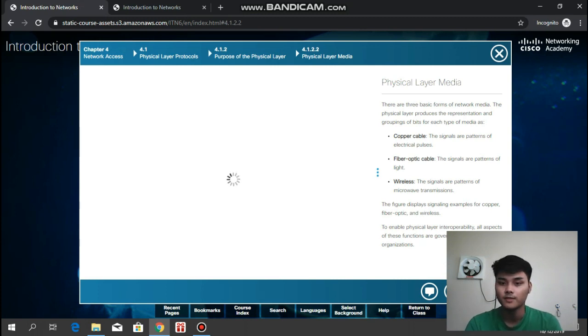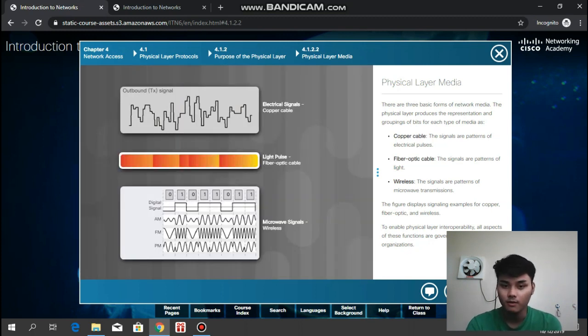So we have here the physical layer media, and we have the types of media. We have the copper cable, fiber optic cable, and wireless. Copper cable signals are patterns of electrical pulses, as you can see in the figure. For the fiber optic cable, the signals are patterns of light, so it has light pulses. And for wireless, it has a pattern of microwaves.